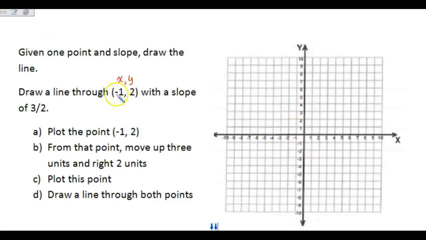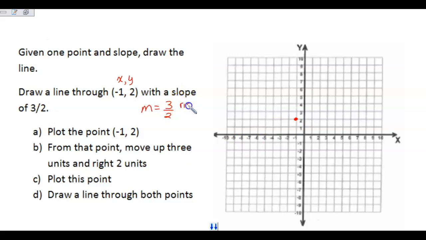So we're going to start with -1. So I'm going to start at 0 and I'm going to go left to -1. And then the y is +2, so I'm going to go up 2 places from there. And so there's my point, -1, 2. It's right there.